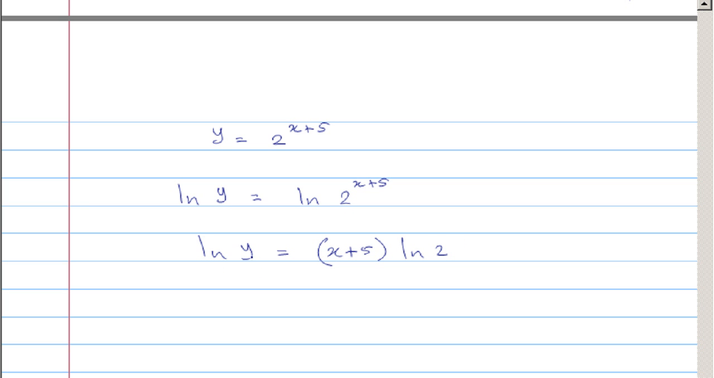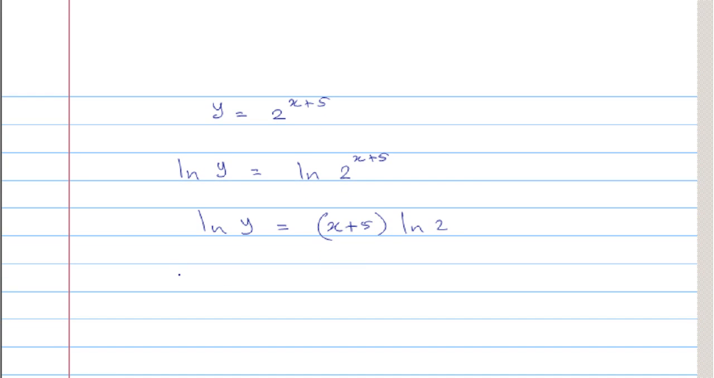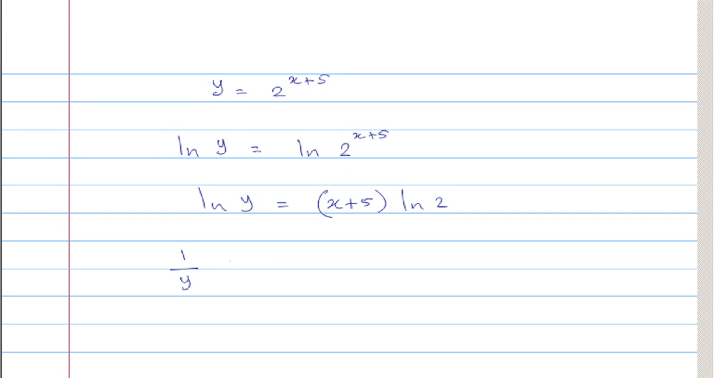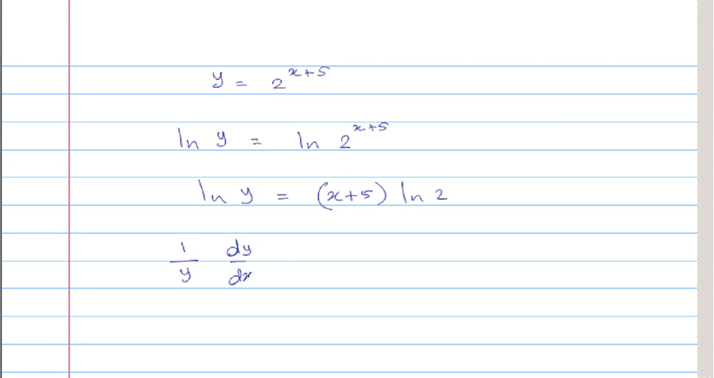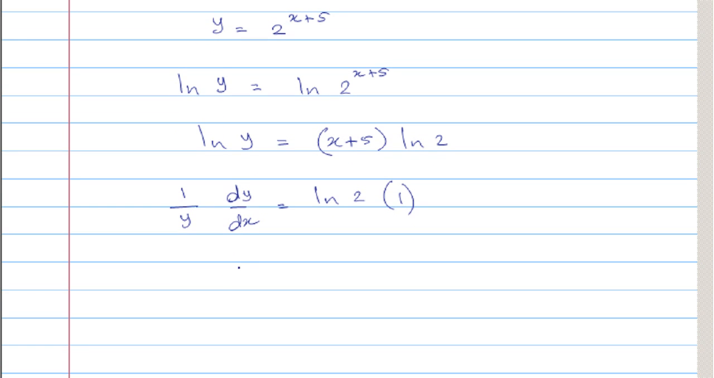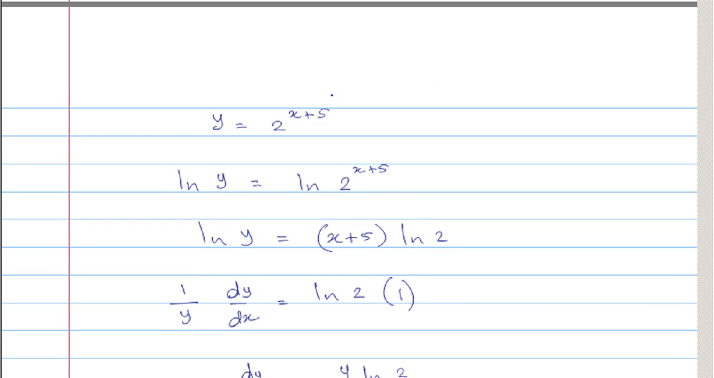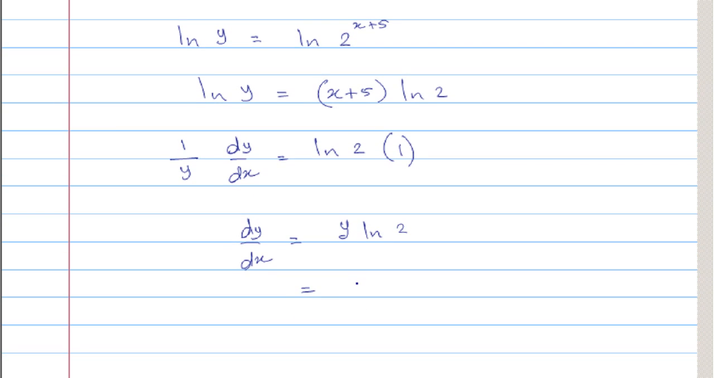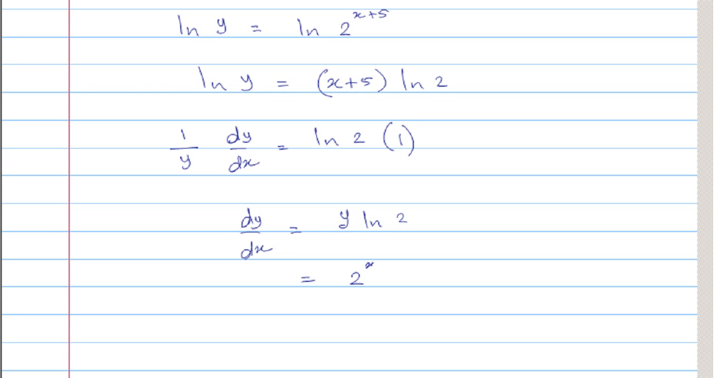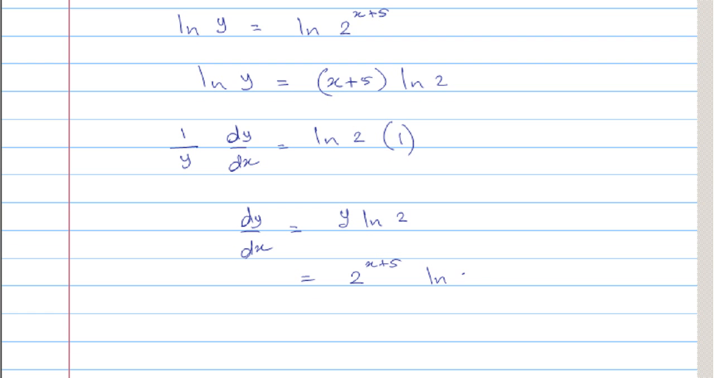That's equal to ln y. Then differentiating both sides with respect to x, I get 1 over y times dy over dx is equal to ln 2 times the derivative of x plus 5, since ln 2 is a constant, and the derivative of x plus 5 is just 1. So dy over dx would be equal to y times ln 2, and I know that y is equal to 2 to the power x plus 5, so this gives 2 to the power x plus 5 times ln 2.